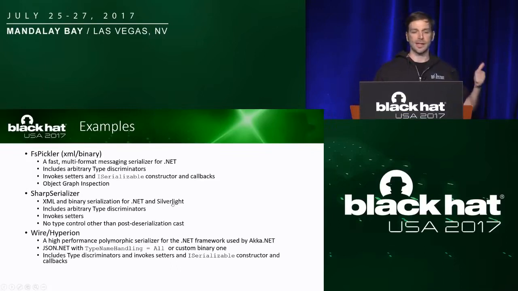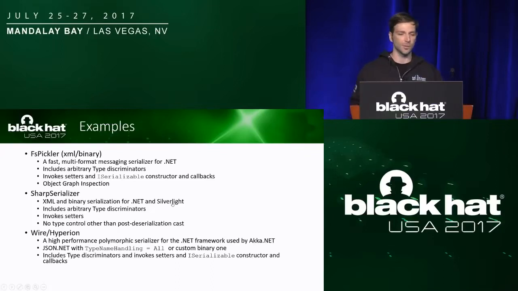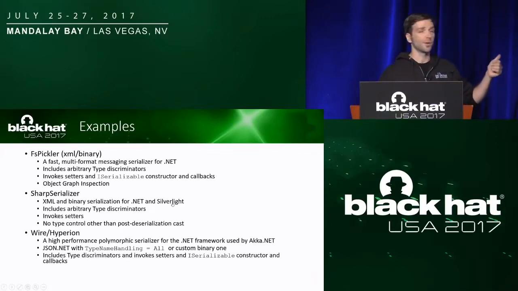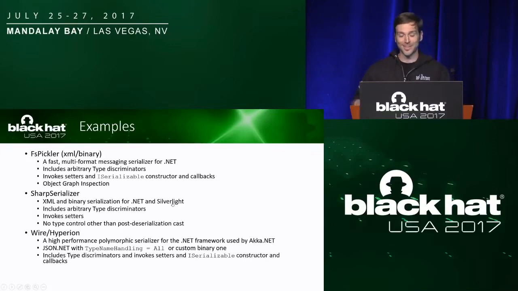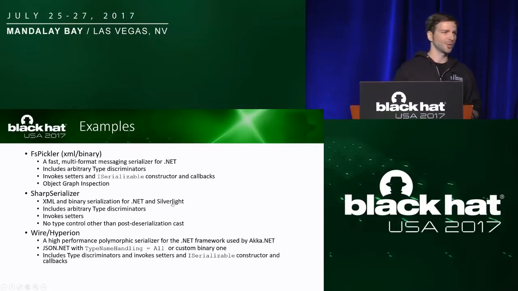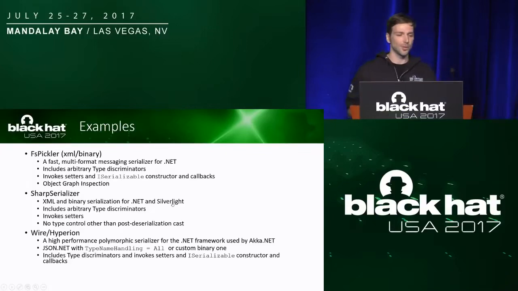For example, FsPickler and Sarp serializers are .NET serializers that work not just with the .NET Framework, but also with .NET Core, Silverlight, and Windows Mobile Phone. So developers may choose these serializers over the native ones when working, for example, in Silverlight. Both of them include type information by default. Both of them invoke setters. FsPickler performs an inspection of the expected object graph type, so you will need to find these entry points. But Sarp serializer performs no type control at all, which means that it cannot be used with untrusted data at all.